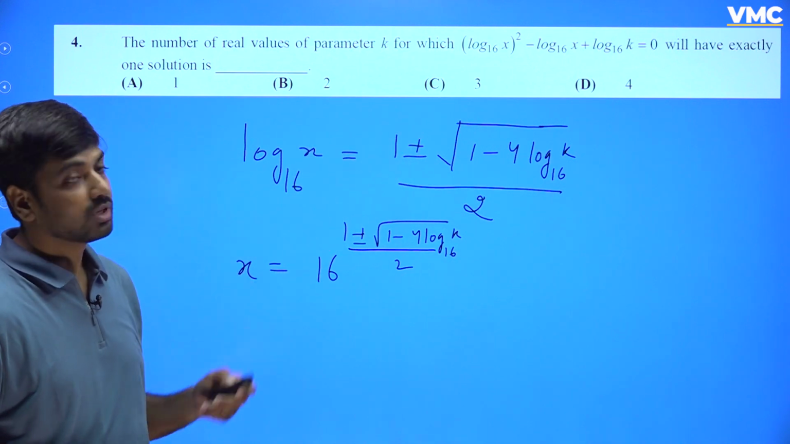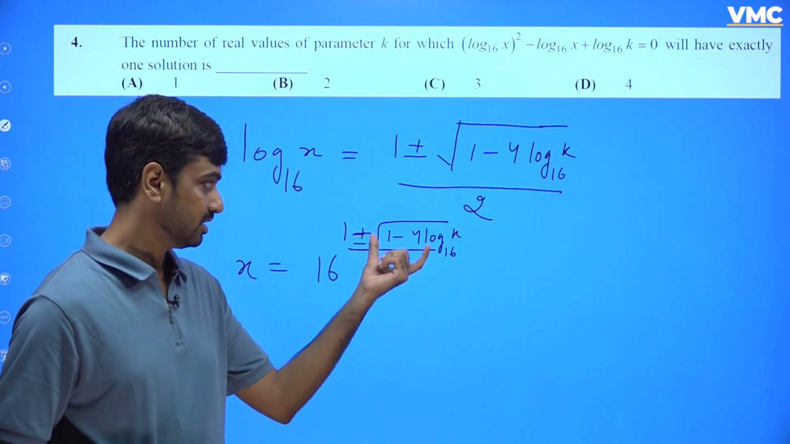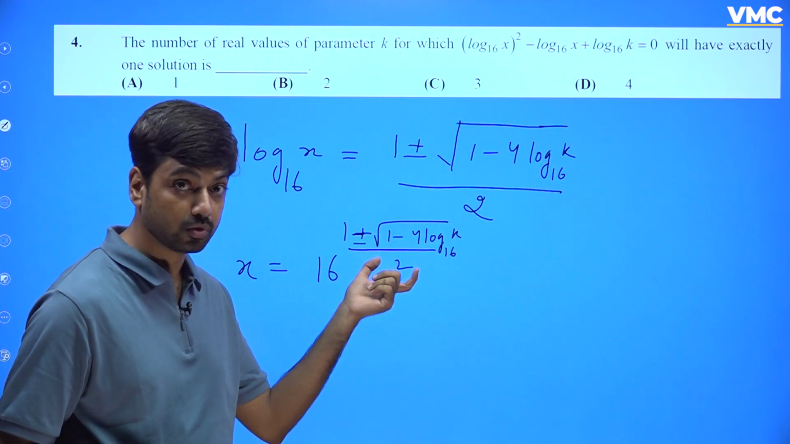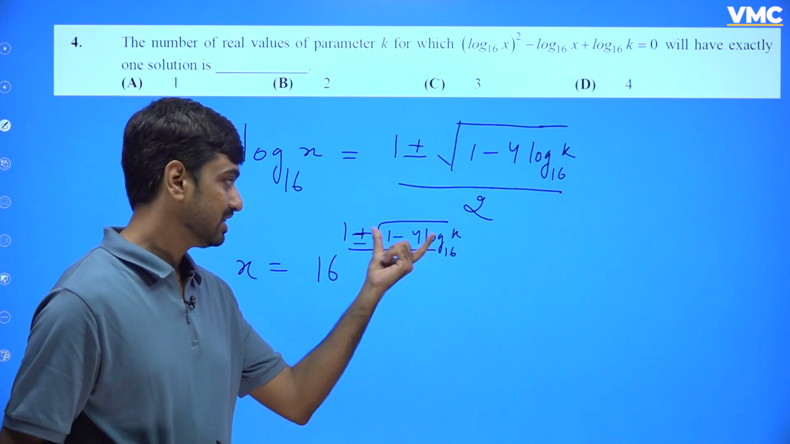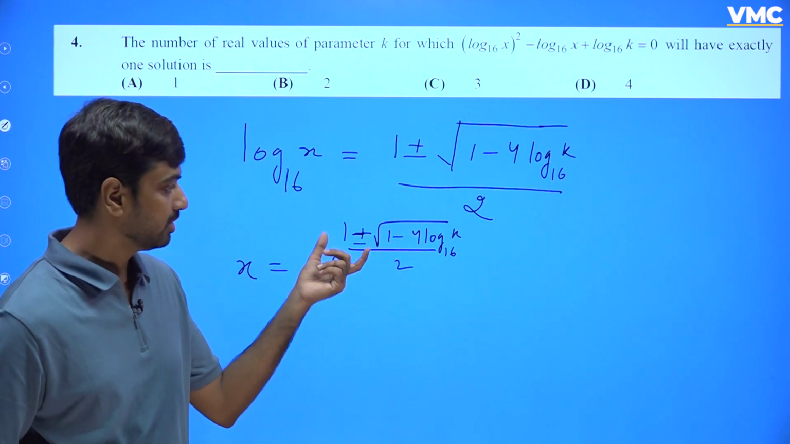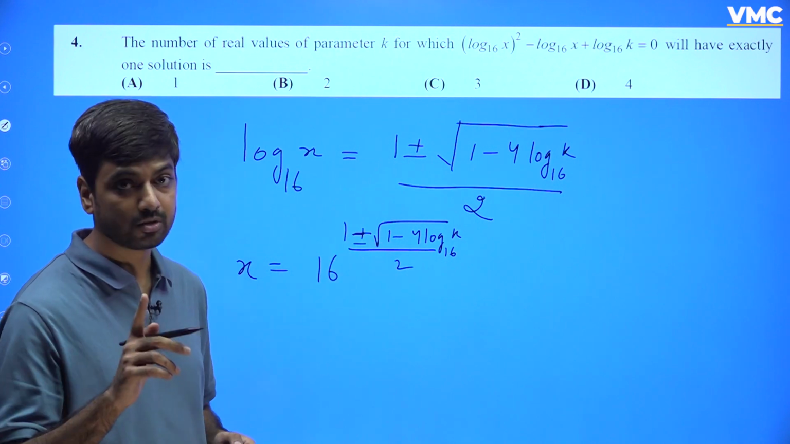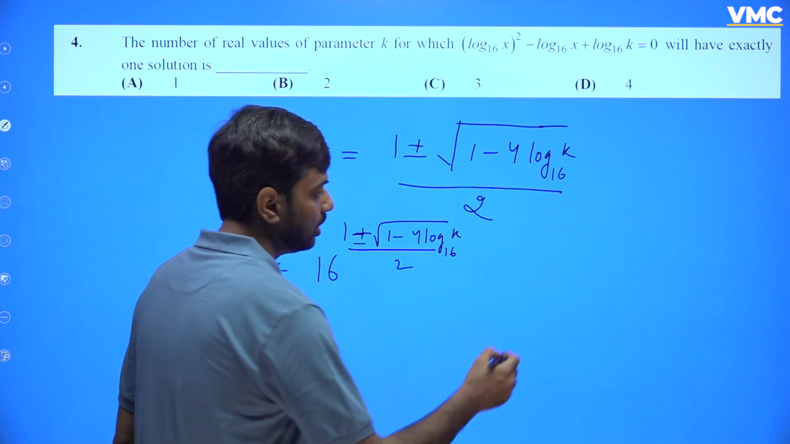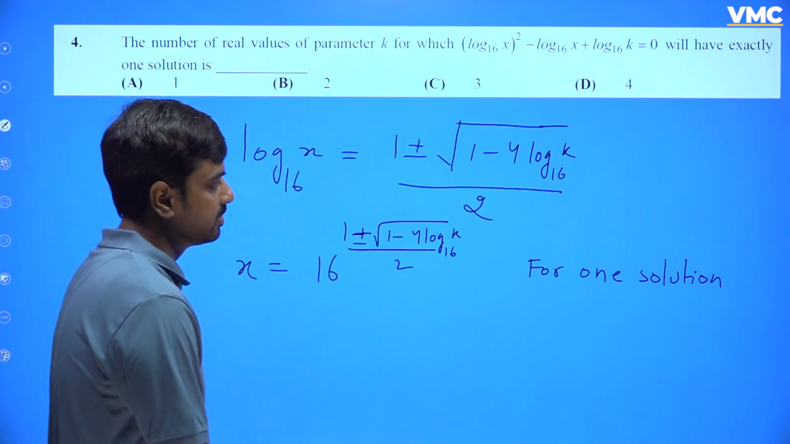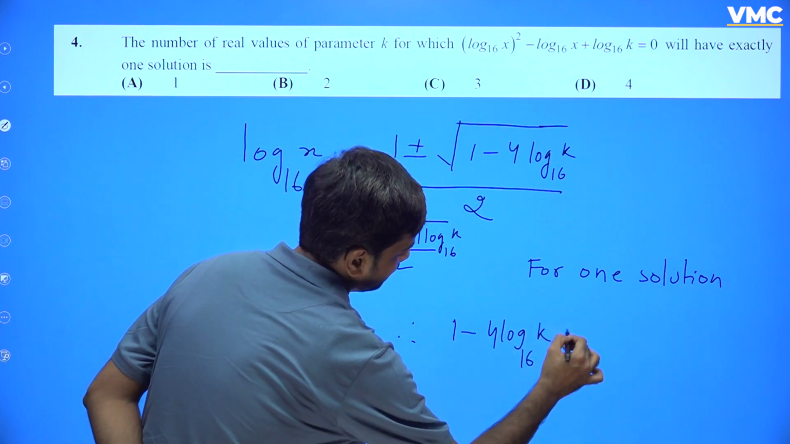Now, in the question, we have to find exactly one solution. Here we have plus minus. So this square root is going to be positive or 0. If this square root is positive, in that case we have two solutions. So for one solution, this part has to be 0. You can just check here. We have plus minus. If this square root is positive, then we have two solutions from here, 16 raised to 1 plus minus something positive upon 2. But in the question, we have to find only one solution. So in that case, this expression has to be 0. So for one solution, the discriminant must be 0. So therefore, 1 minus 4 log k with base 16 is equal to 0.